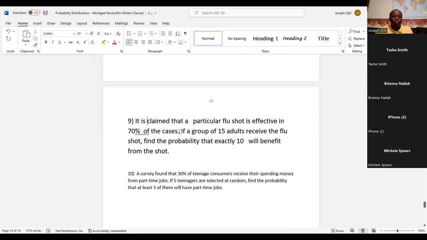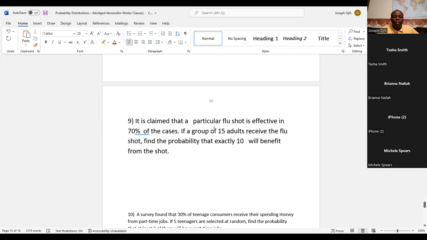It says here, it is claimed that a particular flu shot is effective.